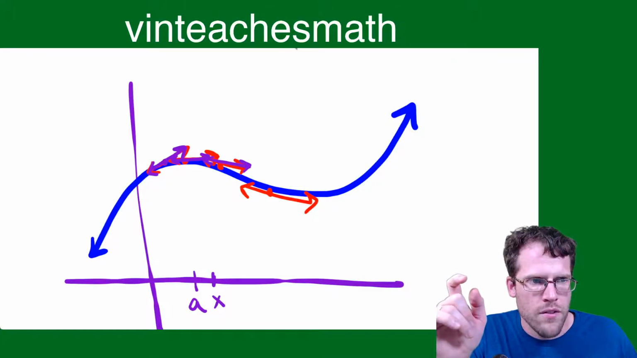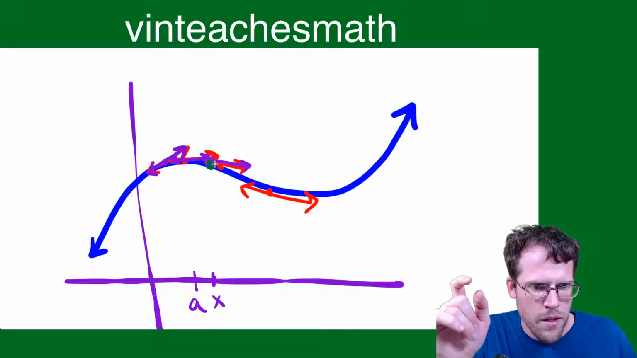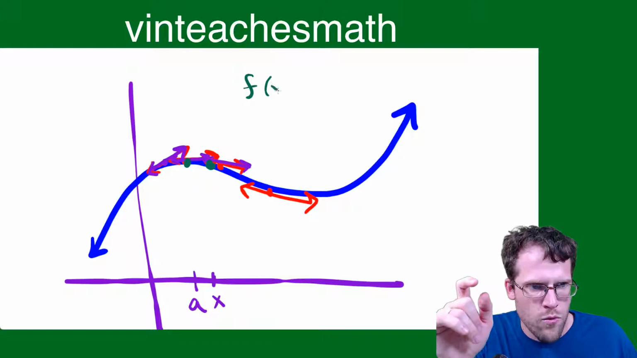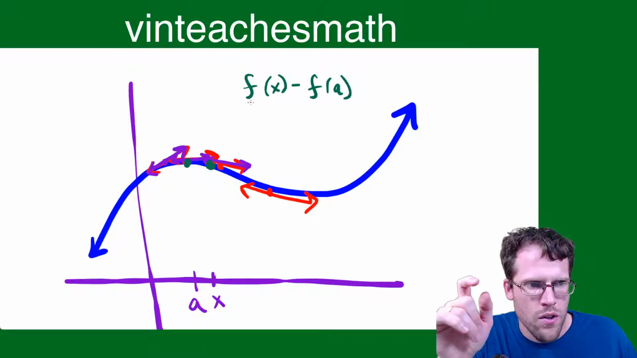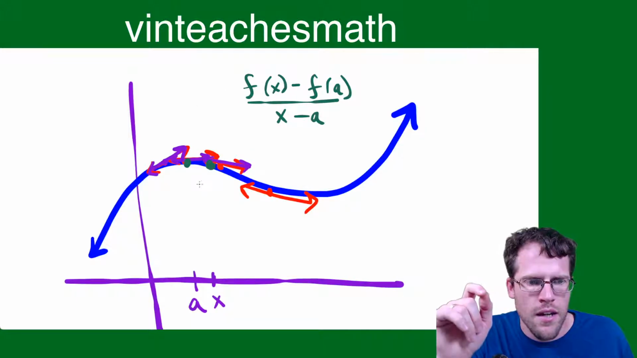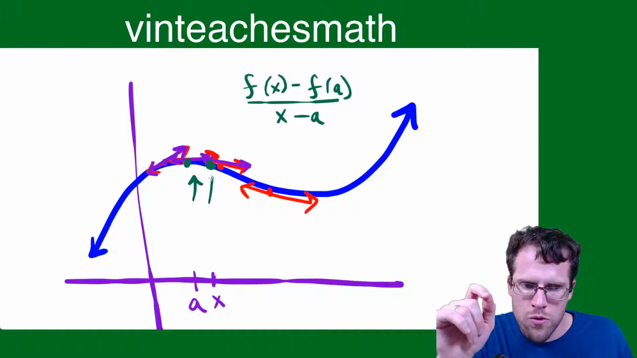What we have, and I'll change colors here, is if we pick a point like this, and here's a, then the slope would be f of x minus f of a, the change in the y values over the change in the x values. But in calculus, the idea is I want those two points to be close.